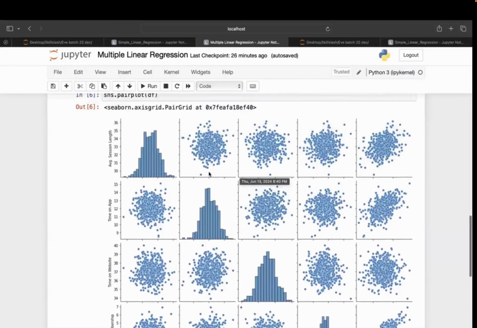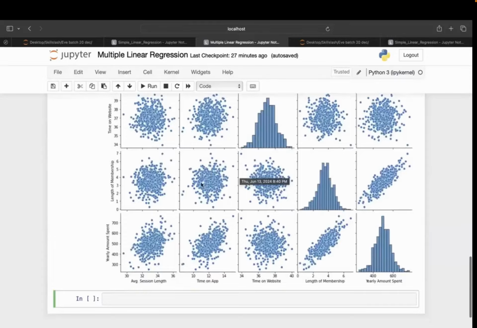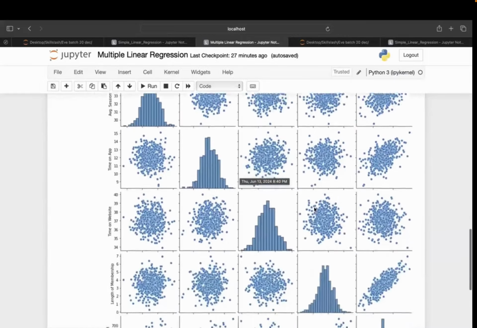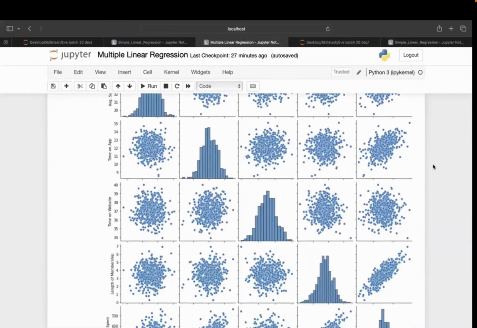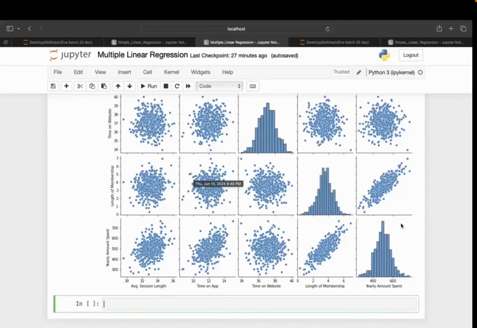Now, this is the basic observation. Now, what is the next observation? We have to see whether any of the input columns is creating a linear relationship with my target feature or not. That is the major question. Average session length, I cannot see it here in this row. Non-linear. Everything is non-linear. Time on application, non-linear. Time on website, non-linear. Length of membership is creating a linear relationship with my yearly amount spent.